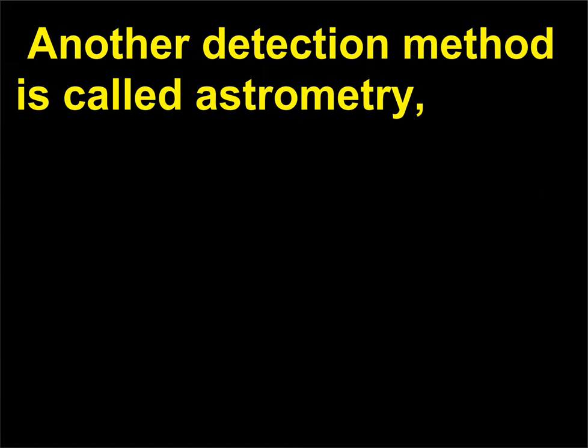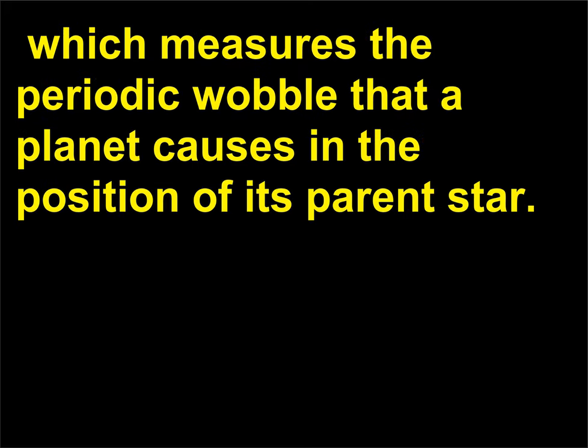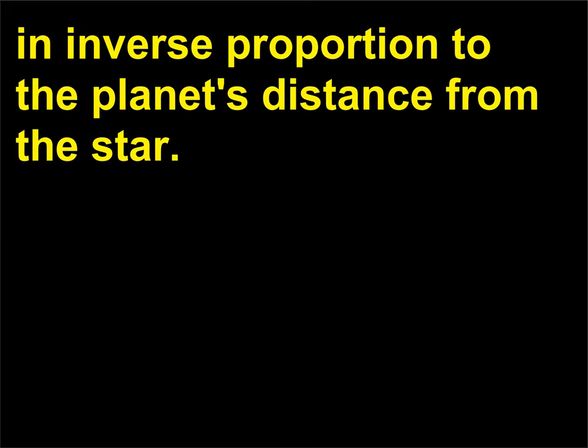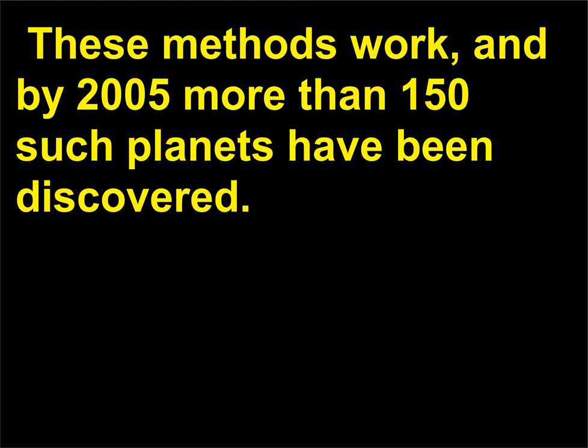Another detection method is called astrometry, which measures the periodic wobble that a planet causes in the position of its parent star. In this case, the minimum detectable planet mass gets smaller, in inverse proportion to the planet's distance from the star. These methods work, and by 2005 more than 150 such planets have been discovered.